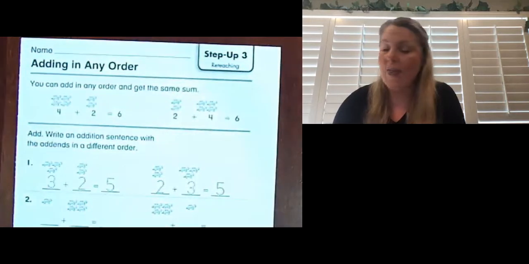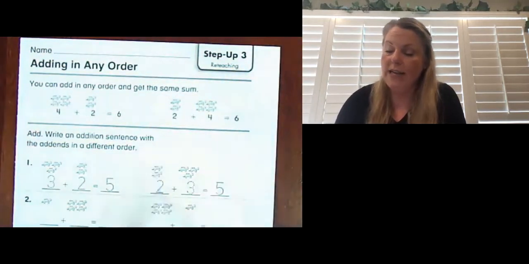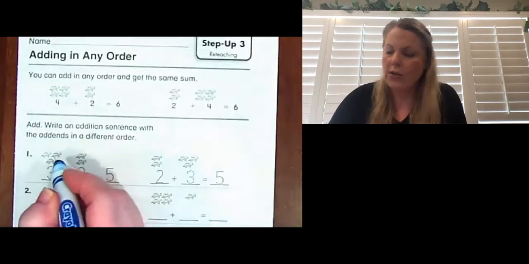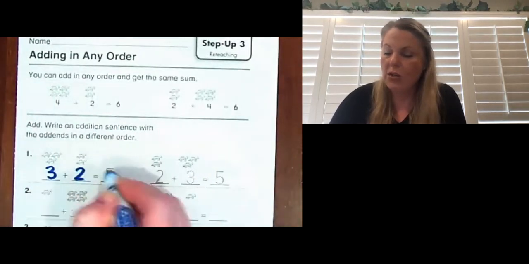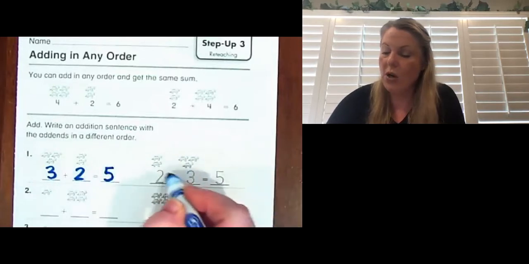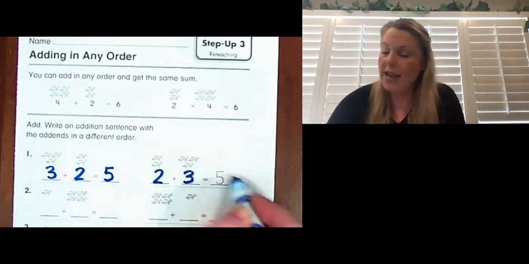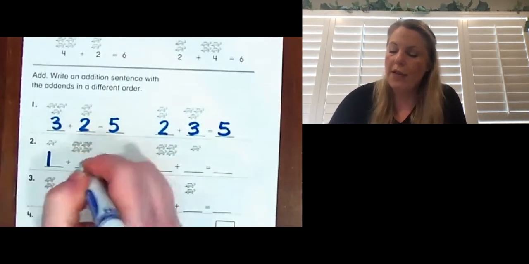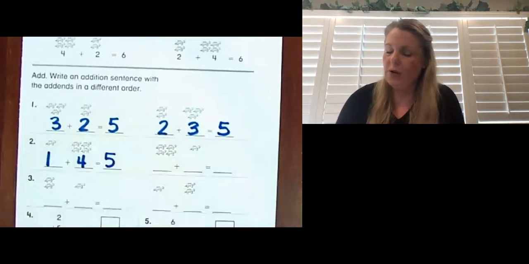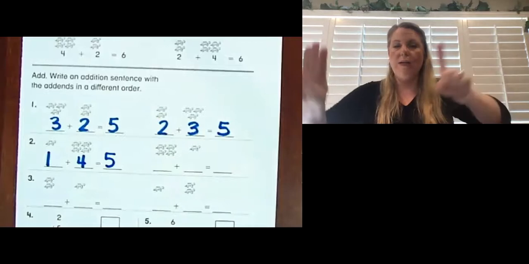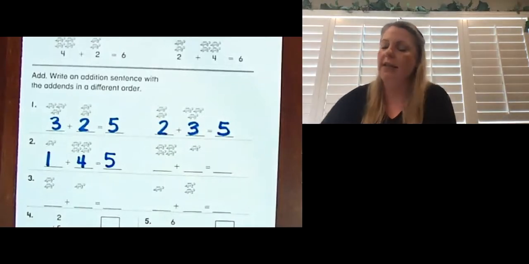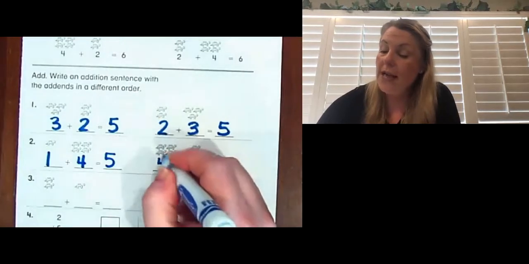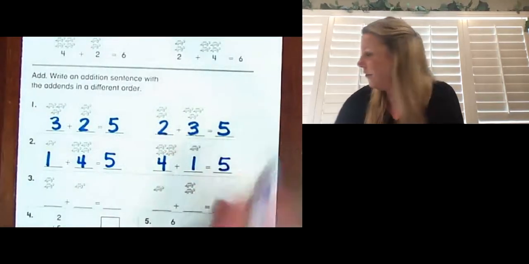Let's look and see what we have today. Today it's telling you you can add numbers in any order and get the same answer, the same sum. We already did that. So let's look at our turtles. 3 plus 2 is 5. Then we switch, so 2 plus 3 is 5. That's pretty easy. We're experts on this. 1 plus 4 is 5. Do you remember? Now we're going to switch, and say 4 plus 1 is 5.